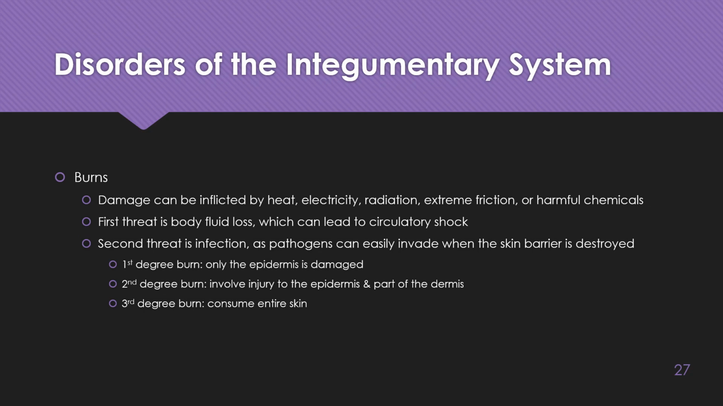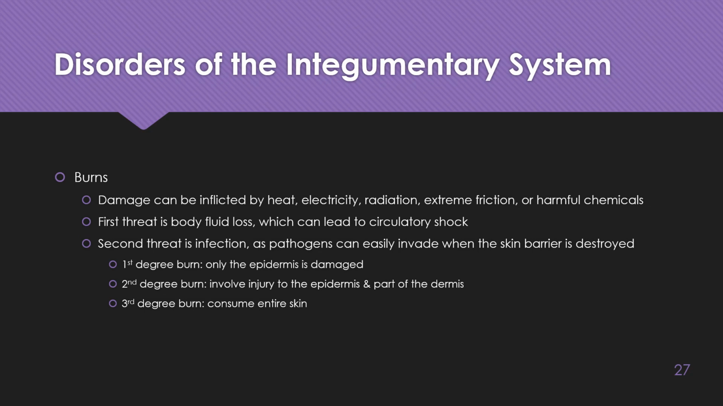Some of the disorders of the integumentary system include burns. So burns, we've got damage that can be inflicted by heat, electricity, radiation, extreme friction, or harmful chemicals. Our first threat is body fluid loss, which can lead to circulatory shock. Our second threat is infection. Pathogens can easily invade the skin when the skin barrier is destroyed.